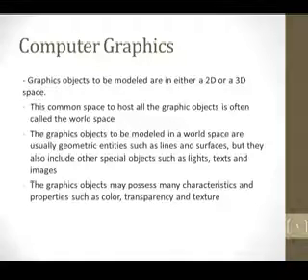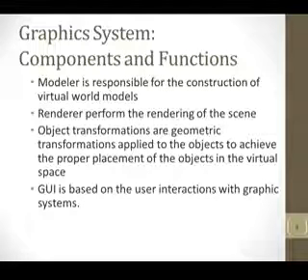Object transformations are geometric transformations applied to an object to achieve proper displacement of the object in a virtual space, such as rotation, translation, shearing, etc. All these transformations will be seen in the next chapter. GUI, the graphical user interface, is based on the user interaction with the graphic system.